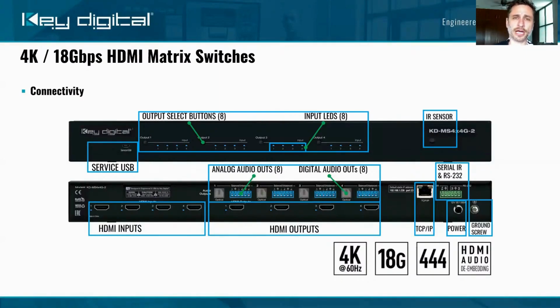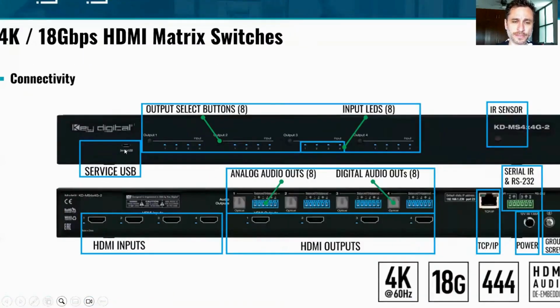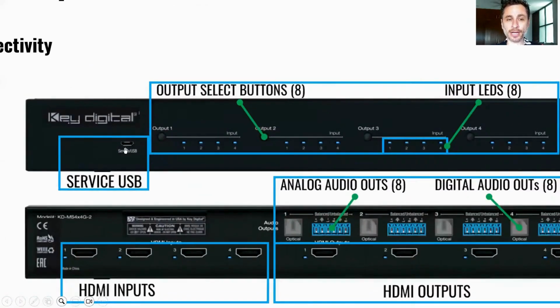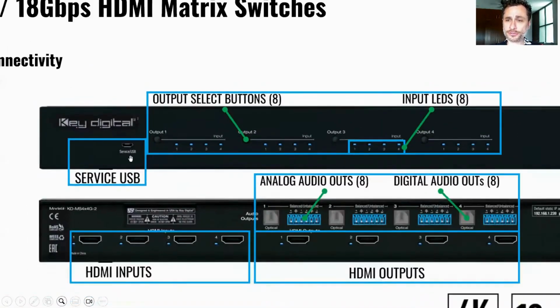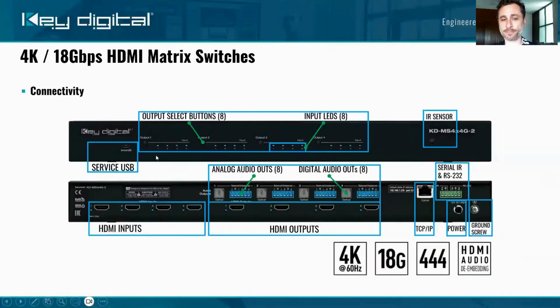A second feature for the Dash 2 products is this service USB port. It is a USB micro that we include in the box that you can use to connect your Windows computer into the matrix, open up the KeyDigital management software, as we'll show you here, and you could go in and immediately set the IP address, set the input and output names, adjust the EDID handshaking, and more. So it's a quicker setup for you installers.